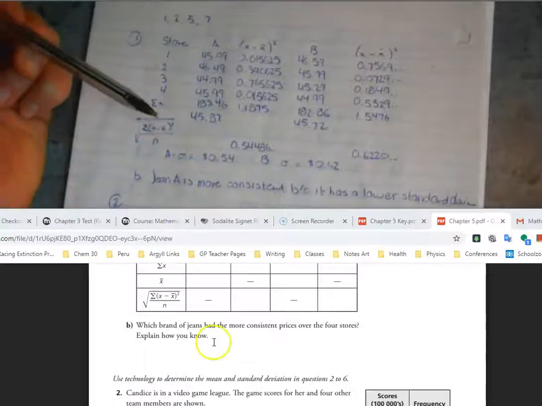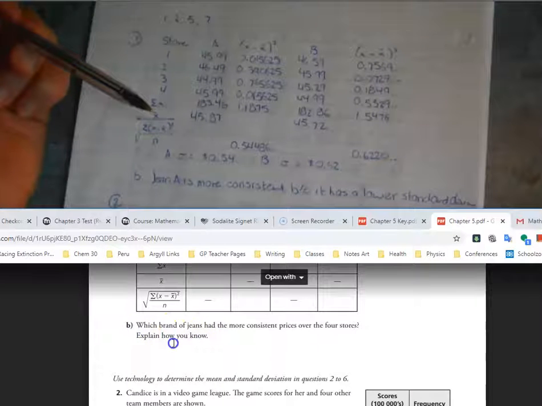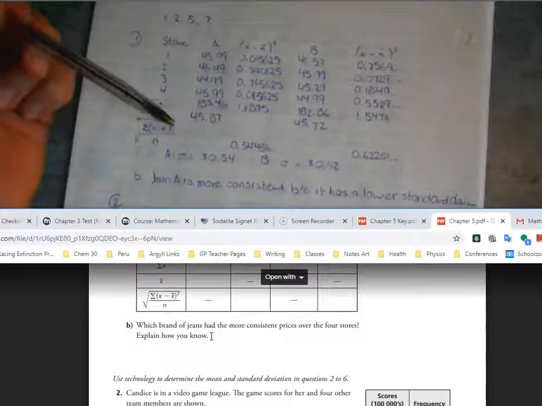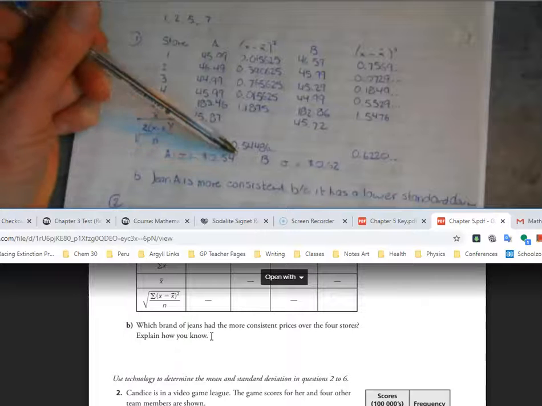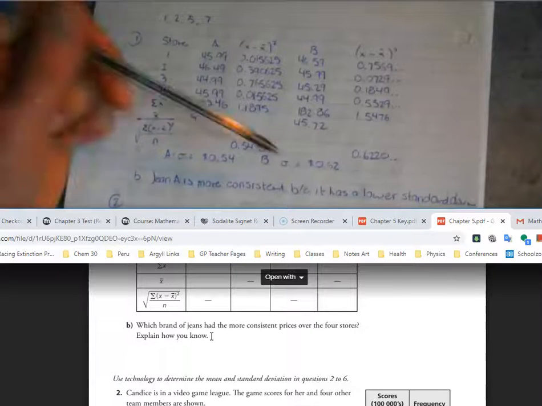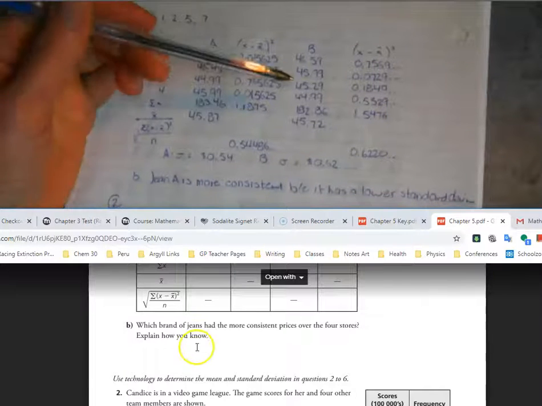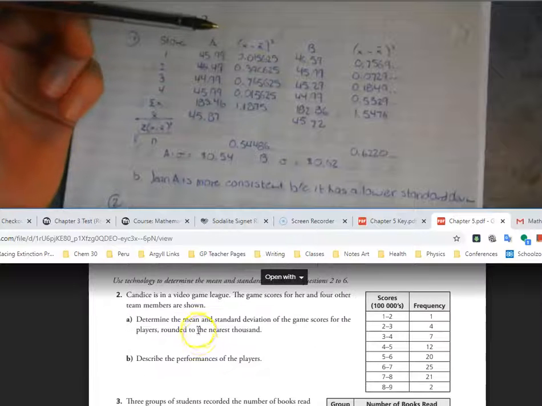So always remember, especially when you're in tests, because a lot of students forget this part, explain how you know. You'd have to mention that it's because it has the lower standard deviation. Okay, all right, question number 2.